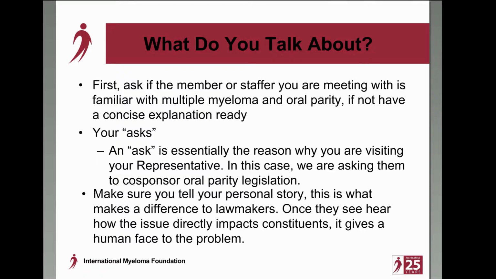And then you want to go to your ask, which technically your ask is to have them co-sponsor the bill. And you also want to make sure that you tell your personal story. Again, this is what makes a difference to the lawmakers. They see that the problem has a face and that it's something that their constituents are struggling with every day.